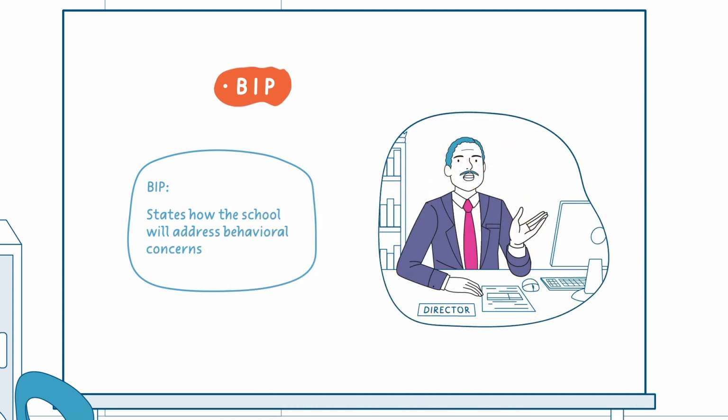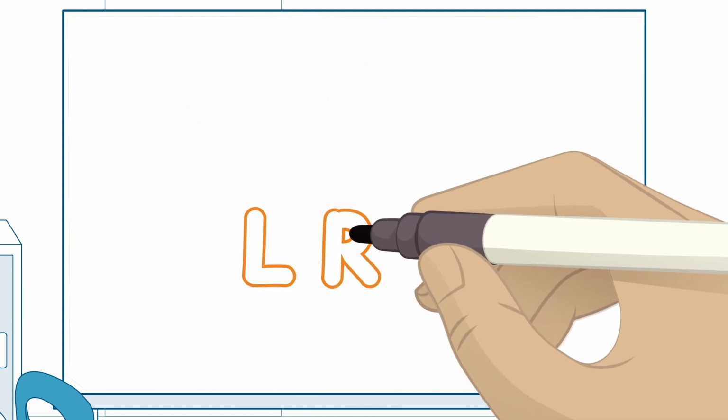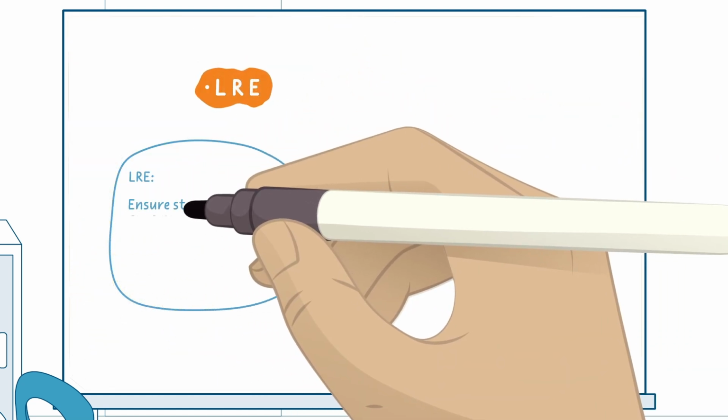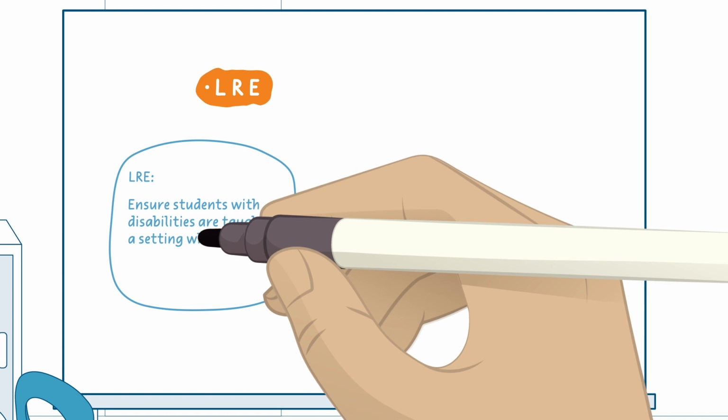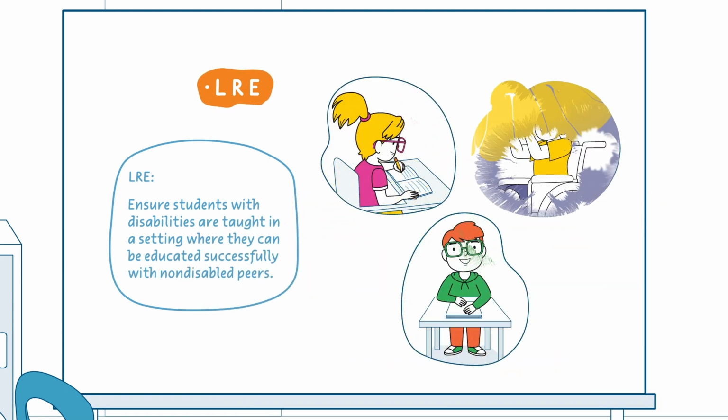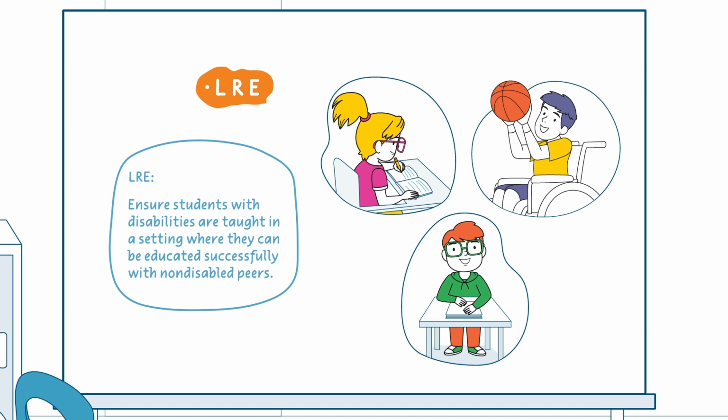It's important to note that children with disabilities are to receive their education in the least restrictive environment, or LRE. The goal of LRE is to ensure that students with disabilities are taught in a setting where they can be educated successfully with non-disabled peers to the highest extent possible.